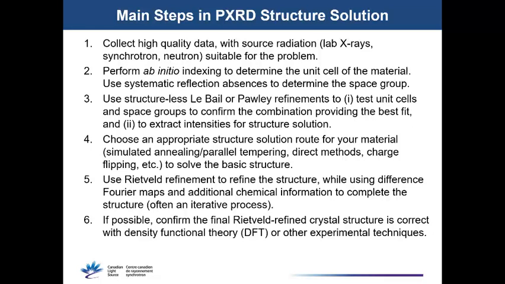And once you have a basic structure, you test it with Rietveld refinement. And often you'll have to use what are called difference Fourier maps to locate missing atoms and complete your structure. And finally, if you get a really good looking Rietveld refinement that looks chemically sensible in terms of the model, it's always good to confirm or to try and validate that structure with other experimental methods or with DFT if possible.